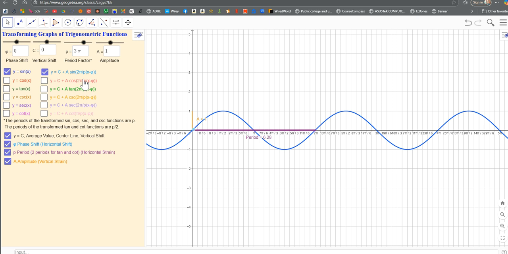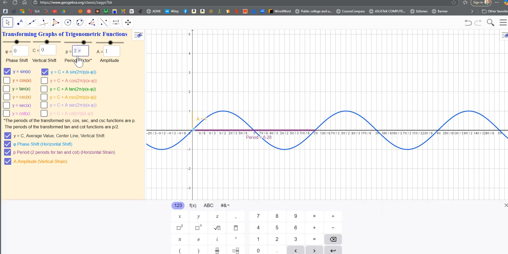Now if we do it one step at a time, the first step we want to do is the period change. So if instead of 2 pi here we have 3 pi, that's going to stretch it horizontally. So that's the first. Now the equation of that would be y equals sine of 2 pi over 3 pi x, or in other words, sine of 2/3 x.